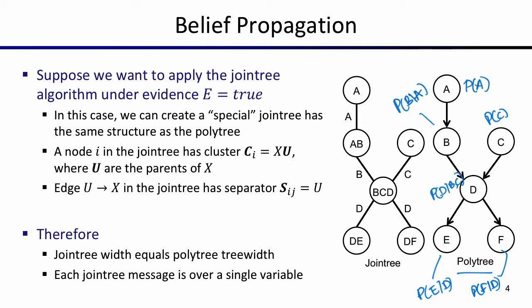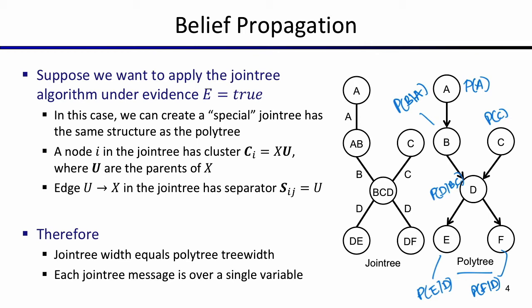In order to construct the joint tree, what we do is create one node for each node that we have in the polytree, and one edge between the nodes for each edge that we have in the polytree. So we need to define what the clusters for this joint tree are going to be, and also the separators. And the idea is simple.